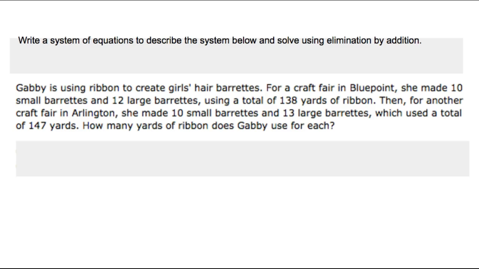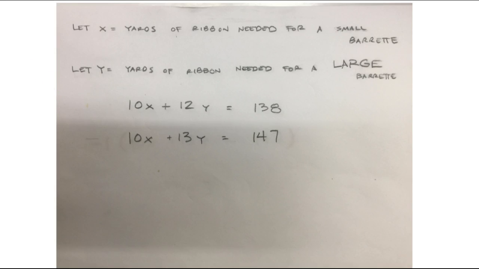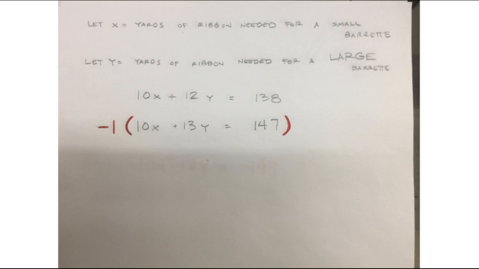This is very similar to the Elmer's glue and glue sticks problem that we looked at in class. We can let x equal the number of yards of ribbon needed for a small barrette and y equal the yards of ribbon needed for a large barrette. It doesn't matter which you make x and which you make y, but you have to remember which you called which, because when you get your answer, you need to know what each number means.